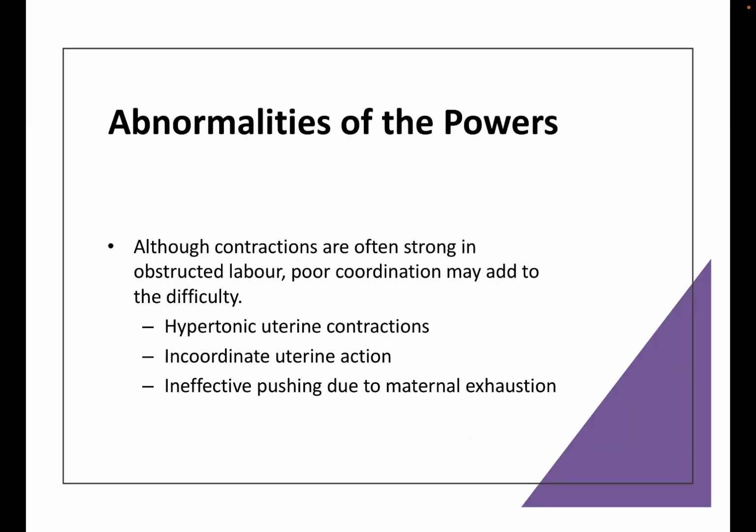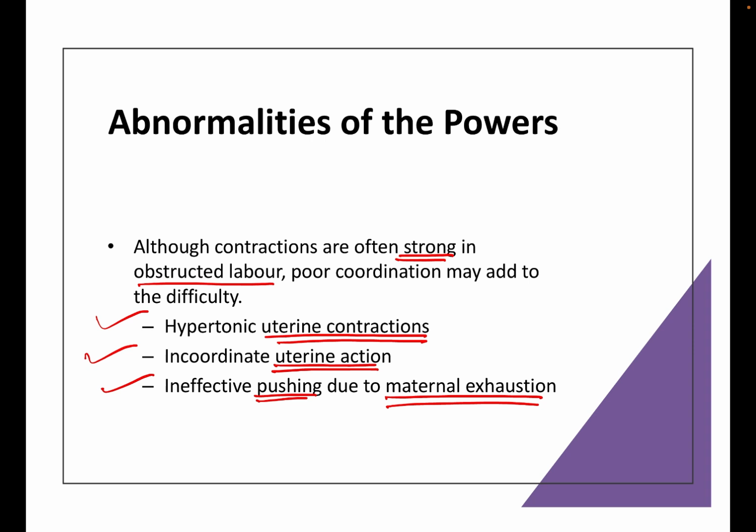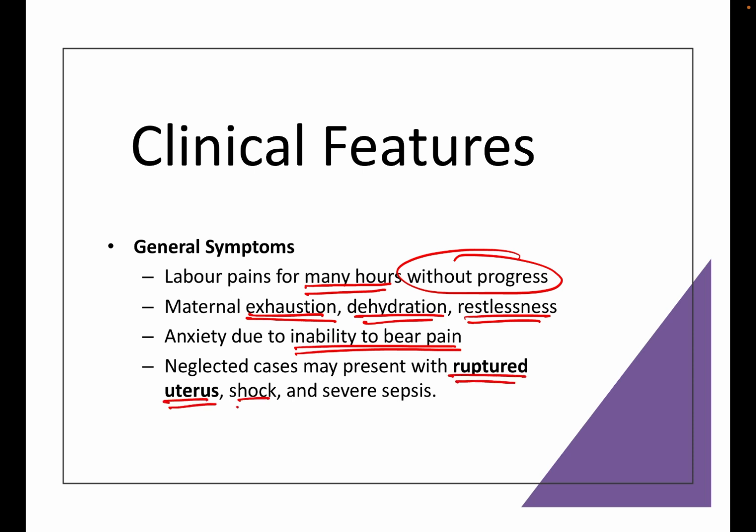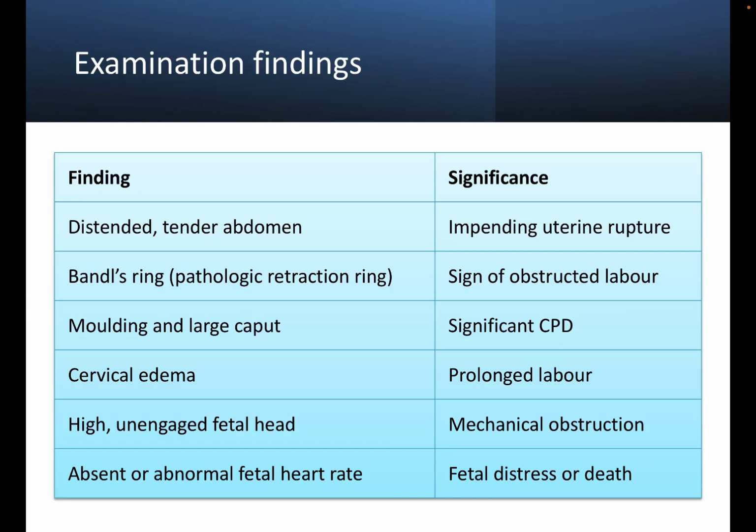So the abnormality of the pelvis, although contractions are often strong in obstructed labor, poor coordination may add to hypertonic uterine contractions, incoordinated uterine action, and ineffective pushing due to maternal exhaustion. Clinical features include labor pain for many hours without any progress, maternal exhaustion, dehydration, and restlessness, anxiety due to inability to bear pain, and neglected cases may present with ruptured uterus, shock, or even severe sepsis.